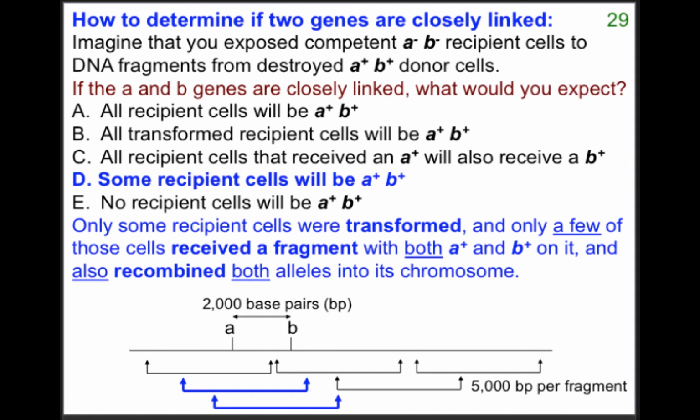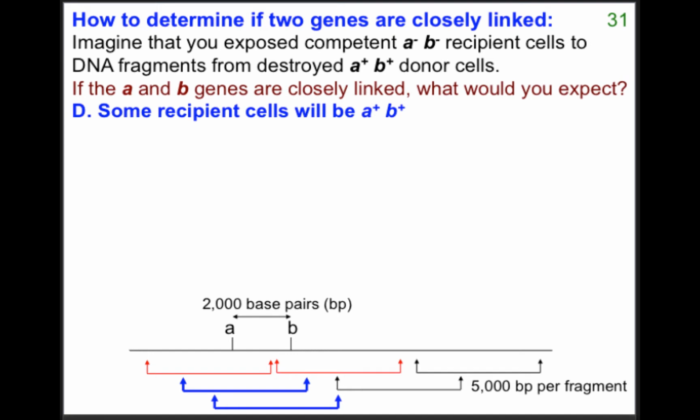So that's why we would eliminate the possibility that all recipient cells that receive the A plus allele will also receive the B plus allele, right? One reason being that you could just get a fragment that has just A and one that has just B, or you can get a fragment that has both A and B and have crossing over events that only incorporate one and not the other. All right, so that's why only some of the recipient cells would have both of these wild type alleles. All right, so we would expect that if the genes are closely linked, we expect to see some recipient cells have the wild type versions of both genes.